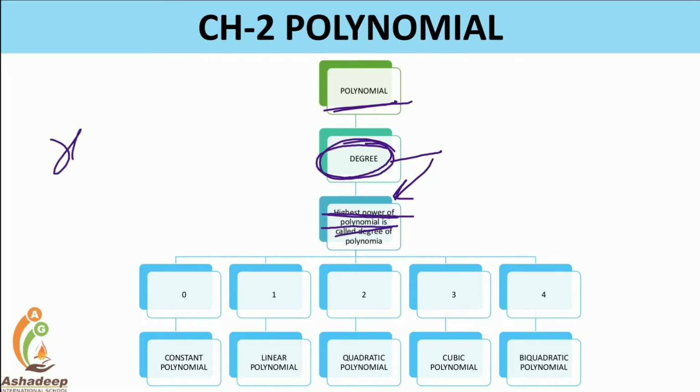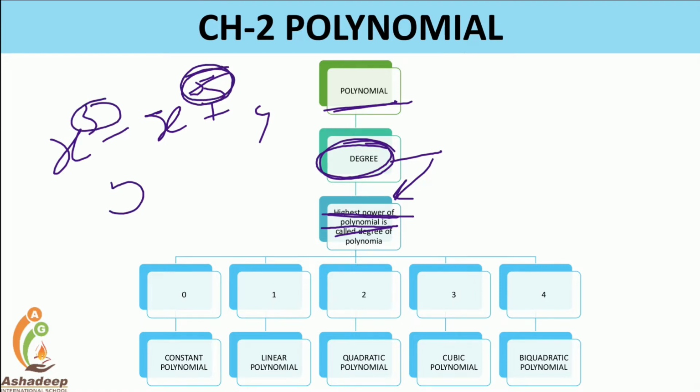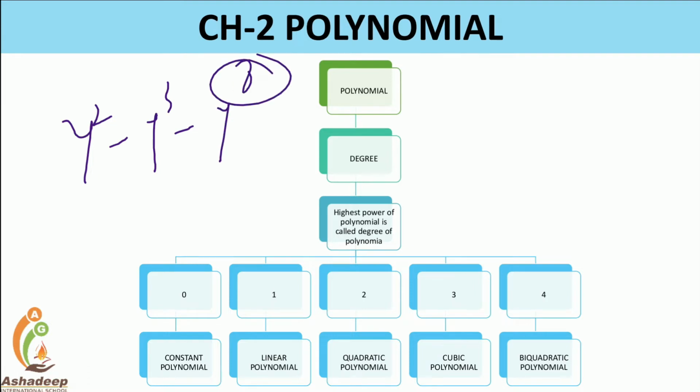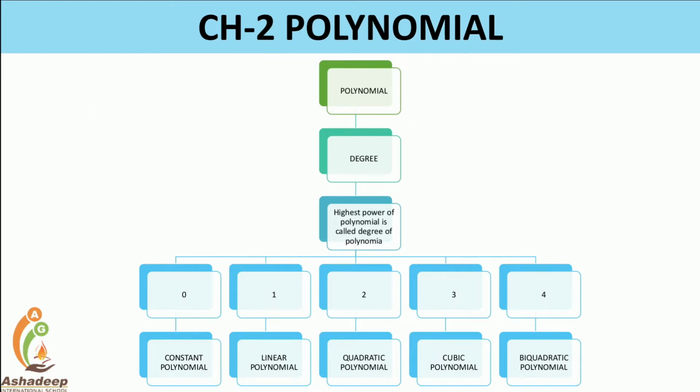For example, if I write x cube minus x to the power 5 plus 9, what is the highest power? 3? No, the highest power is 5. So the degree of this polynomial is 5. For example, if I write y square minus y power 3 minus y power 8, the highest power is 8. So the degree of this polynomial is 8.